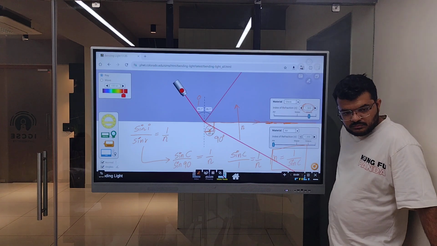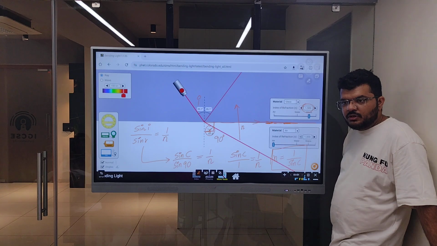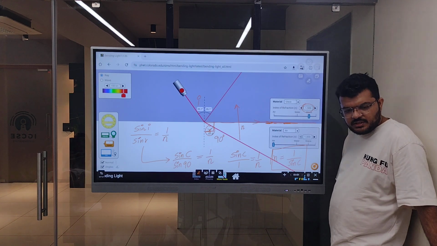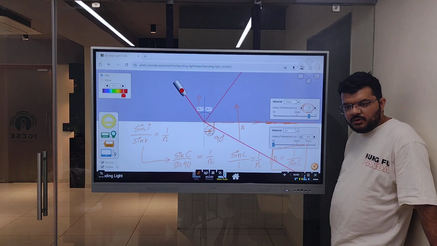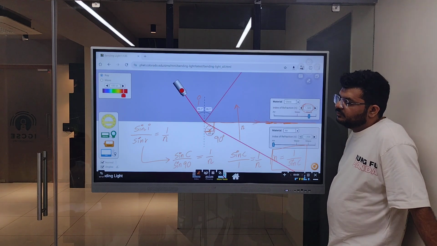So this only happens when light goes from the denser medium to the rarer. Because if it is going from rarer to denser, it is already moving towards the normal. Sir, what if when it moves towards the normal it reaches 90? Then it will go in a straight line.